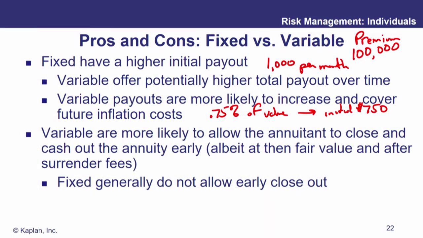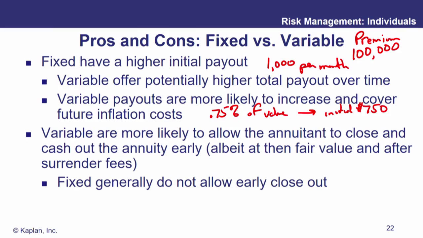Let's talk about now fixed versus variable. And you see I've added some things to make this an example. So we're looking at two annuities. They both cost initially $100,000. The first one pays you $1,000 a month. The second one pays you 0.75% of its value, which is $750 a month.